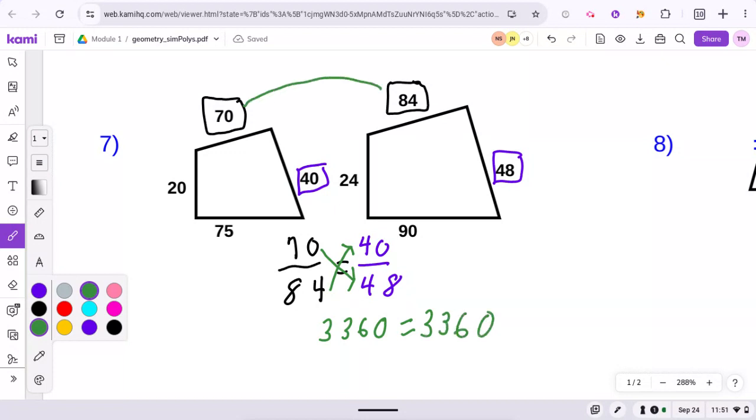So these sides are, yes, proportional to one another. So you could put yes for those sides being proportional.